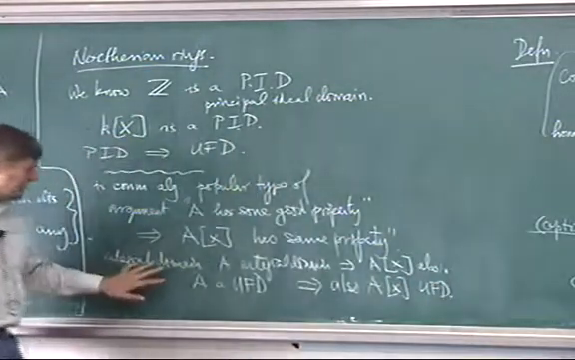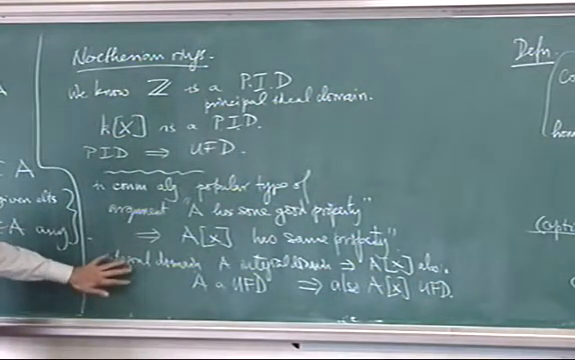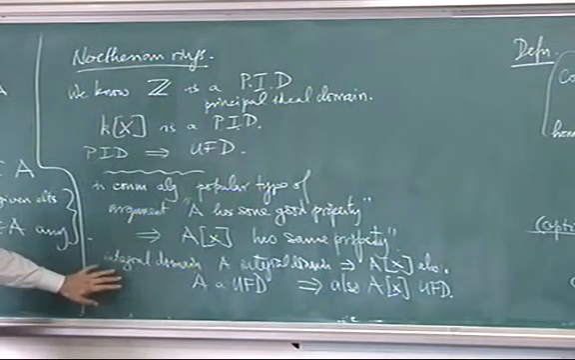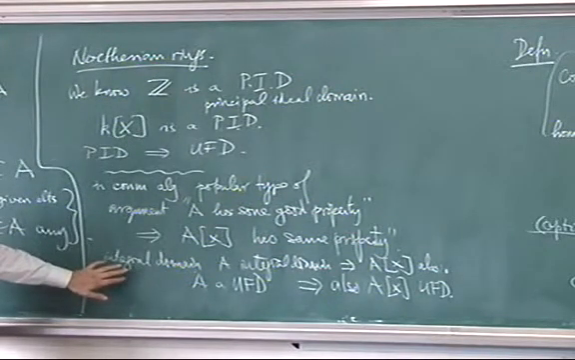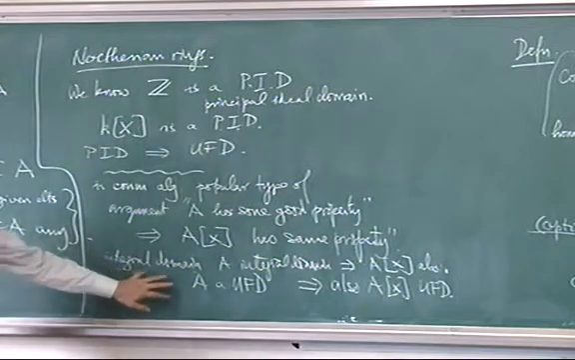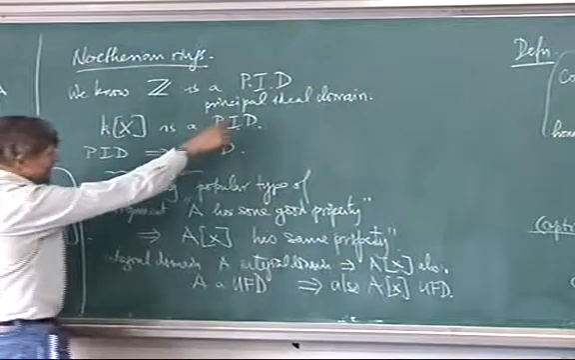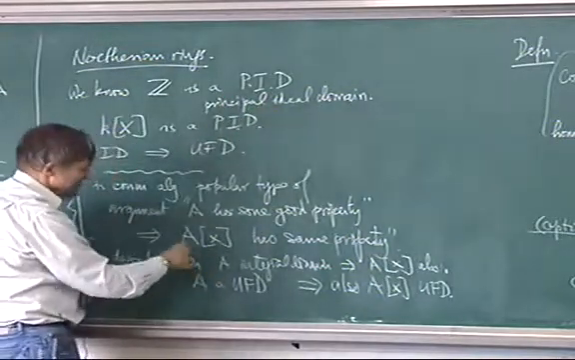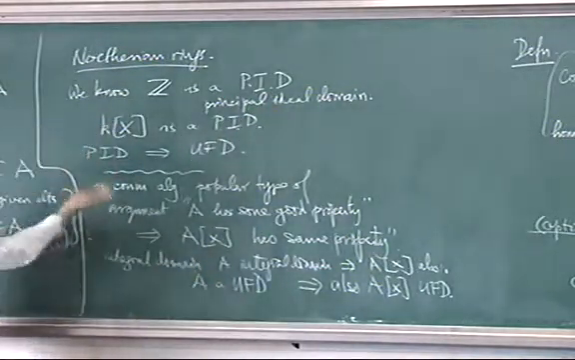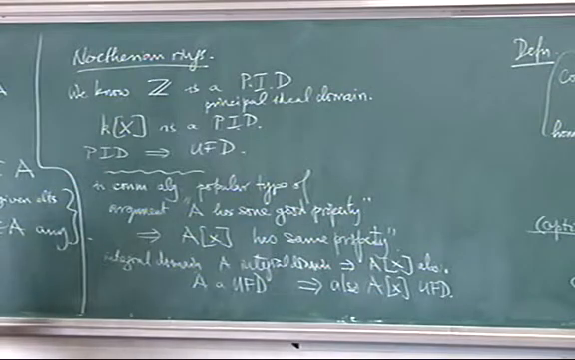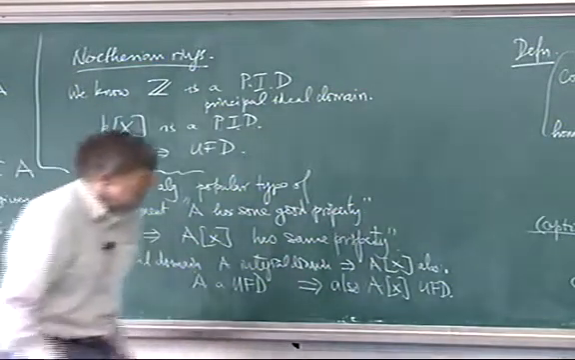So this is basically question 1 on the example sheet. I'm not going to say too much about it, right? There'll be some hints on the example sheet for how to do this, right? But you can ask the same question about PID. Is it true that A is a principal ideal domain implies A of x is a principal ideal domain? And the answer is, of course, no.